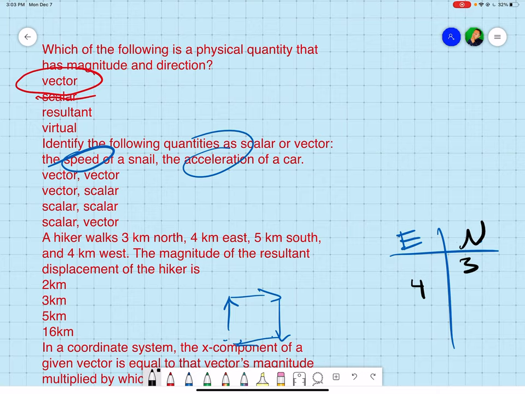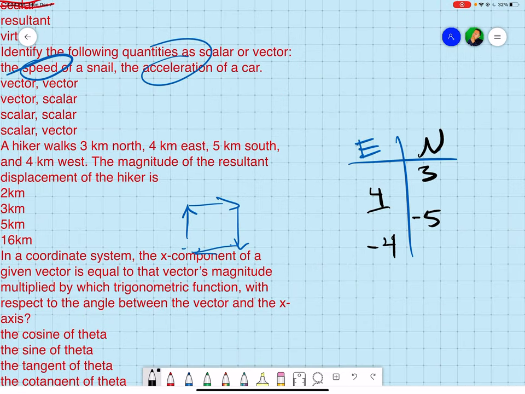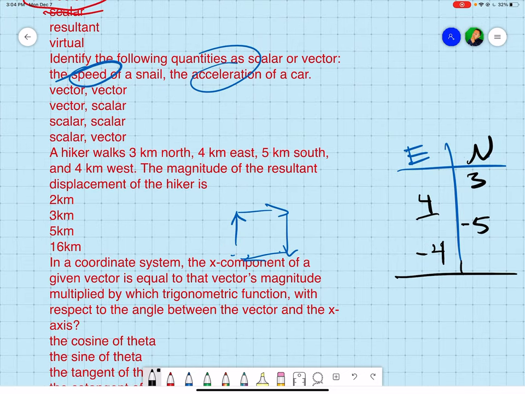Then we have 5 south. So if we go 5 south, I'm going to make this a negative because it's going the opposite direction. And then we have 4 west. 4 west, I'm going to make that negative as well because if east is positive, then west has to be negative, okay? So then you would add them up. So with something like this, what you would do is you'd add up the columns. We have a 4 plus a negative 4, we got a 0. We got a 3 plus a negative 5, we get a negative 2. So really what that means is you essentially only went 2 kilometers south. Because it's negative. So really, you started here, you went there, so that's only 2 kilometers south.